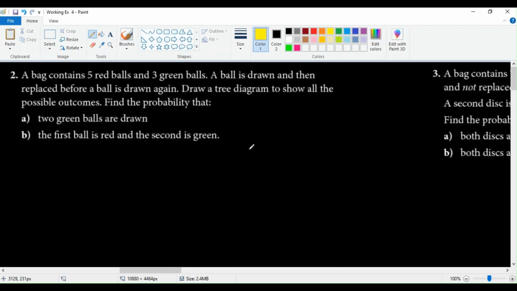It says a bag contains 5 red balls and 3 green balls. A ball is drawn and then replaced before a ball is drawn again. Draw a tree diagram to show all the possible outcomes. Find the probability that two green balls are drawn. So now in here, probability of having two green balls, it's going to be, first of all, I'll bring this a little down.